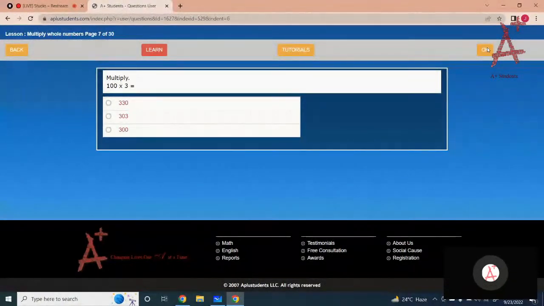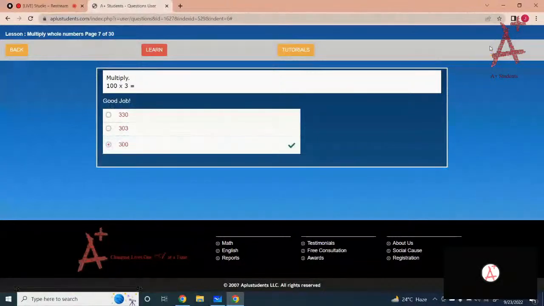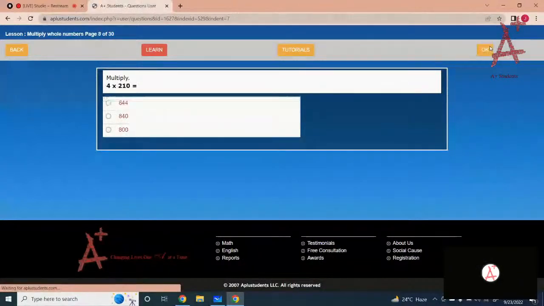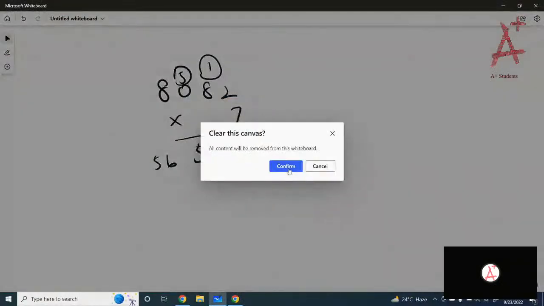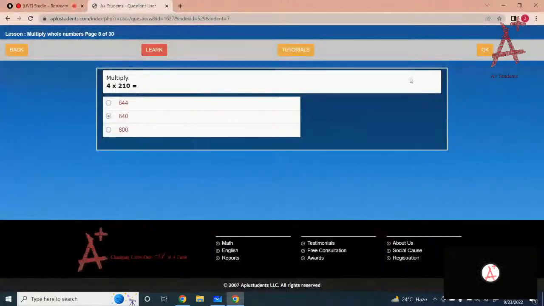3 times 100 is 300. Okay, 210 times 4. 4 times 0 is 0. 4 times 1 is 4. 4 times 2 is 8. So it is 840. Select the correct option and click on the OK button.